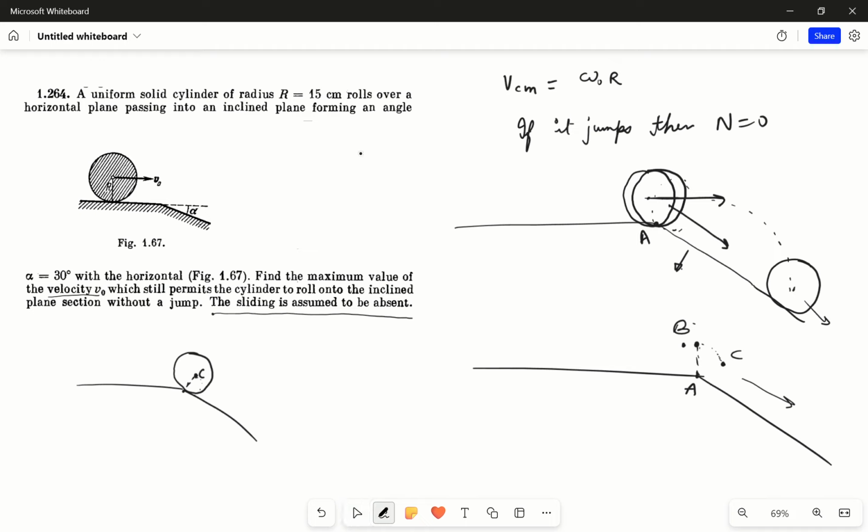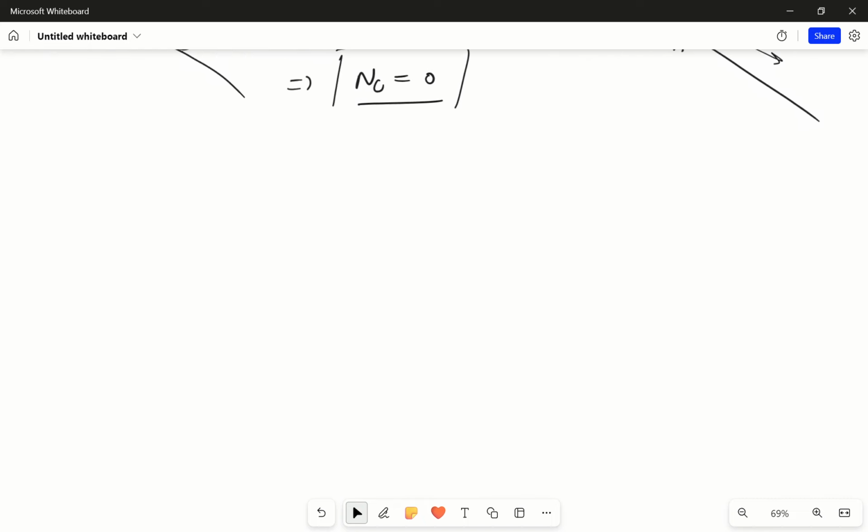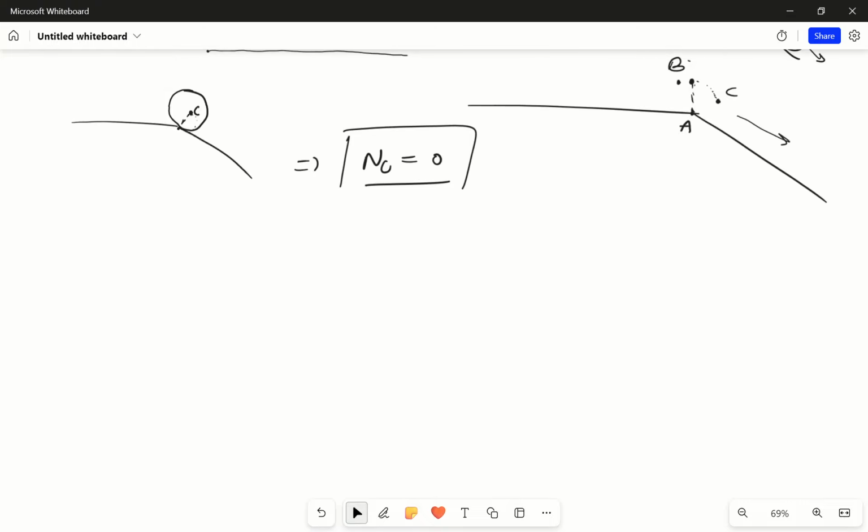So now we can infer that the normal at point C would be equal to 0. Till now it is clear, right? So the entire problem is about this, that we have to make the normal equal to 0 at point C. Okay, so now how to proceed?